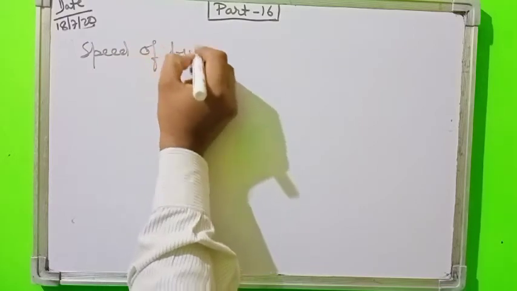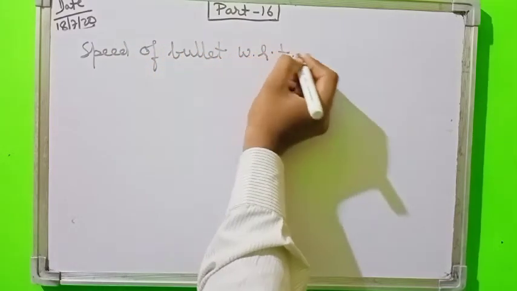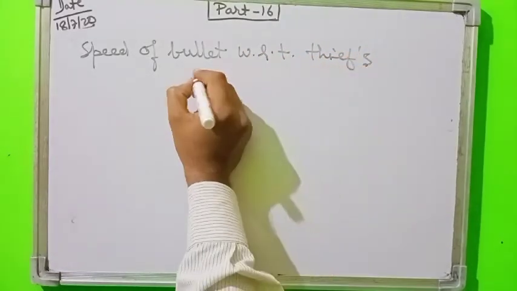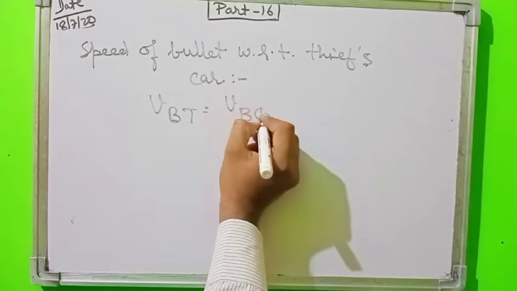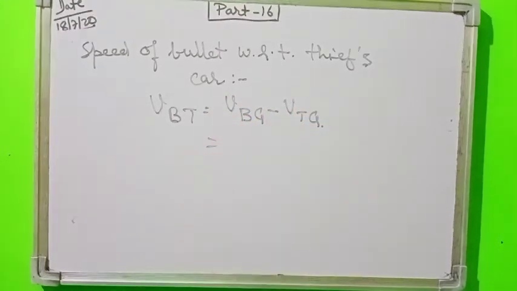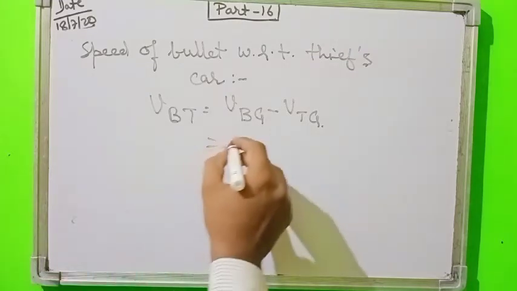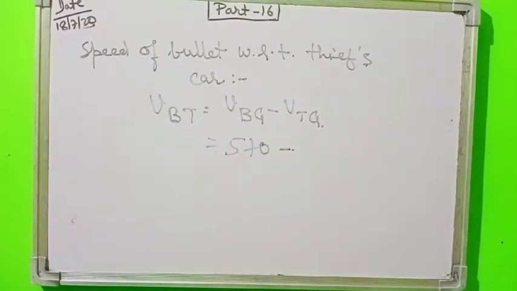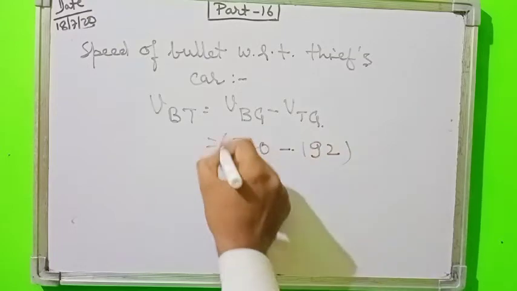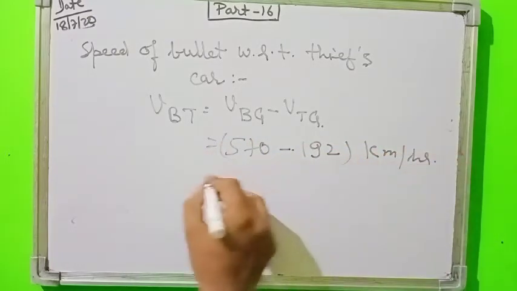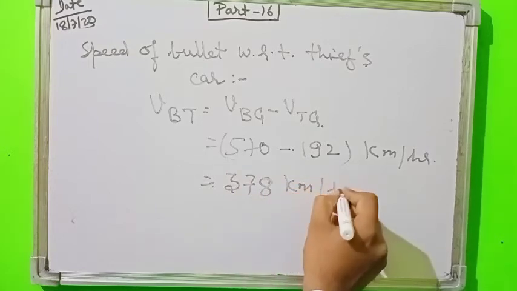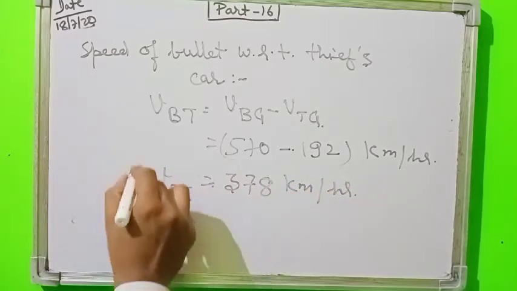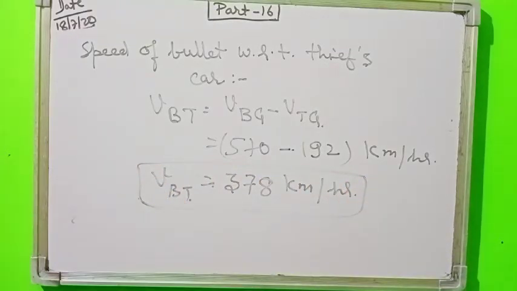Speed of bullet with respect to thief's car. Speed of bullet with respect to ground minus speed of thief's car with respect to ground. The speed of bullet with respect to ground is 570 kilometer per hour minus 192 kilometer per hour, and it is equal to 378 kilometer per hour. 378 kilometer per hour is the speed of bullet with respect to thief's car.